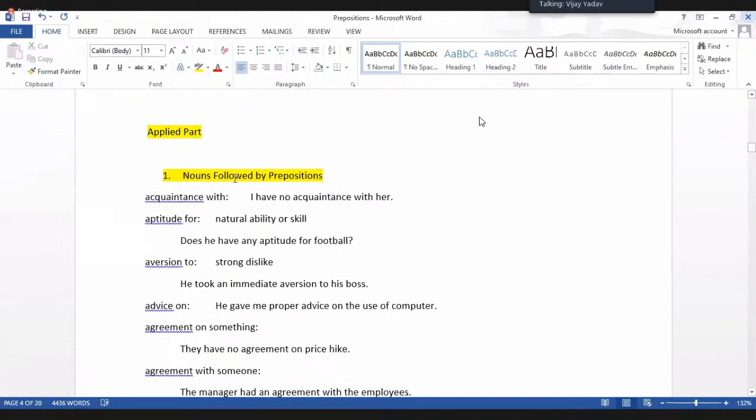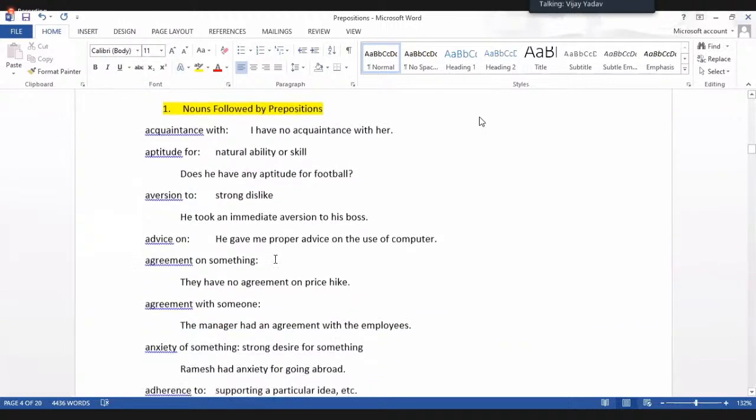So in the applied part, I have told you, you will study certain nouns followed by prepositions, then verbs followed by prepositions, adjectives followed by prepositions, isn't it? Certain nouns take certain prepositions. You can't use whatever prepositions you like. For this, there is no rule, so you have to remember this.